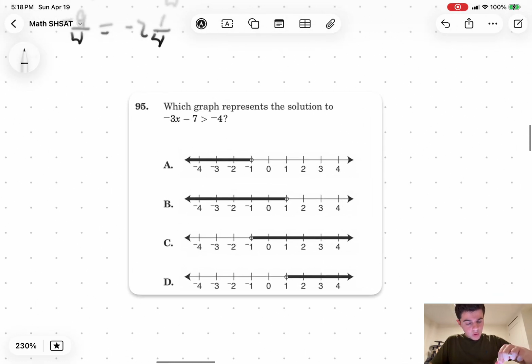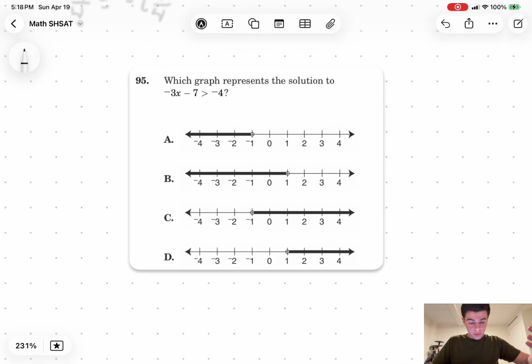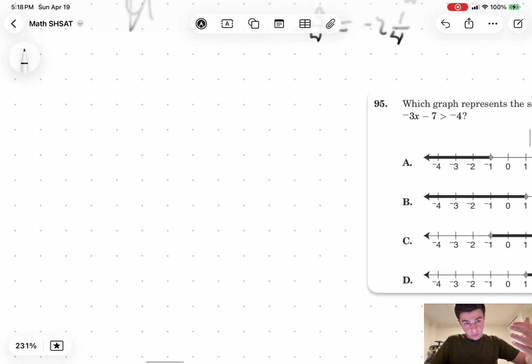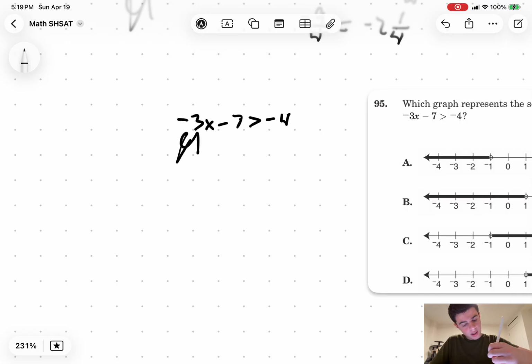95. Which graph represents a solution to negative 3x minus 7 is greater than negative 4? So this one is actually an easier question than the first one we did. Here, let's just rewrite this. We're going to try to isolate x again. So first we're going to add 7 to both sides. So negative 3x is greater than, adding 7, we're going to get 3.